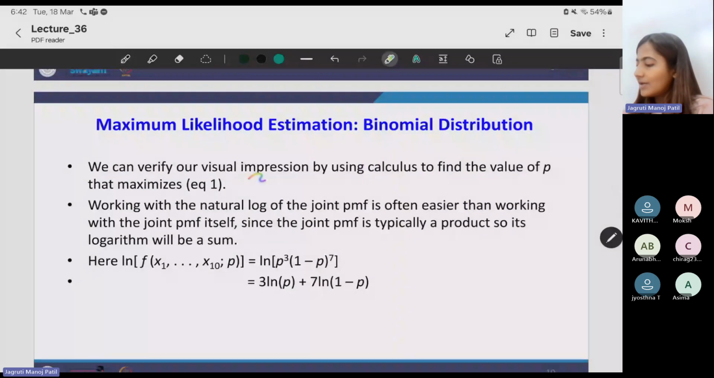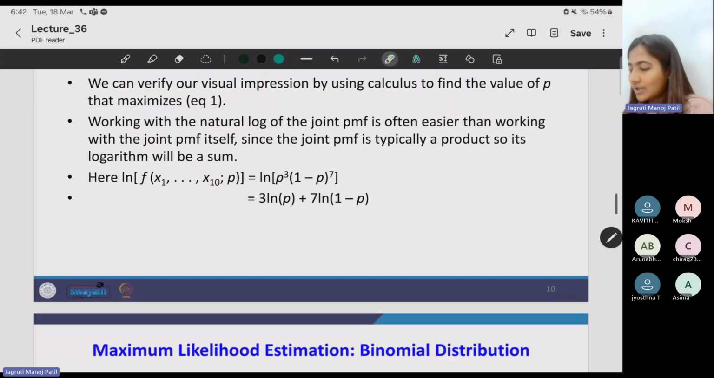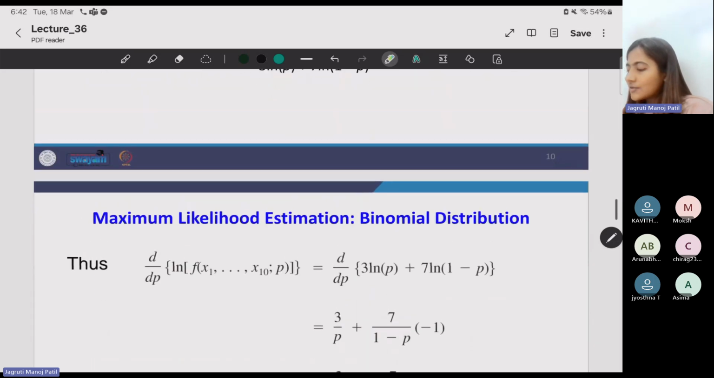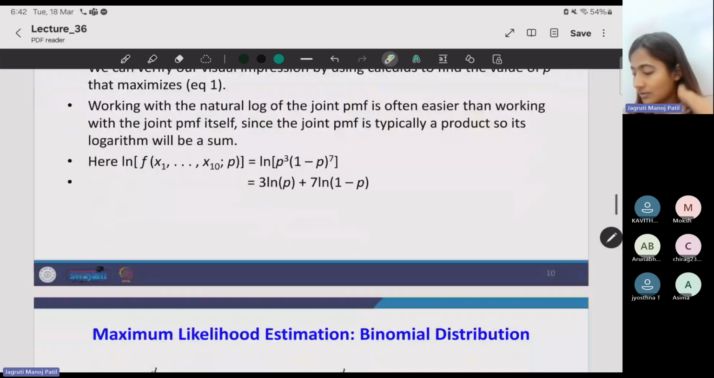So we verified that by using calculus, the value of p that maximizes the equation we saw here previously, and then we'll work around with this particular natural log and we'll see how it comes through. So here they have just taken the logarithm and then differentiated it. Now, this is your likelihood function.